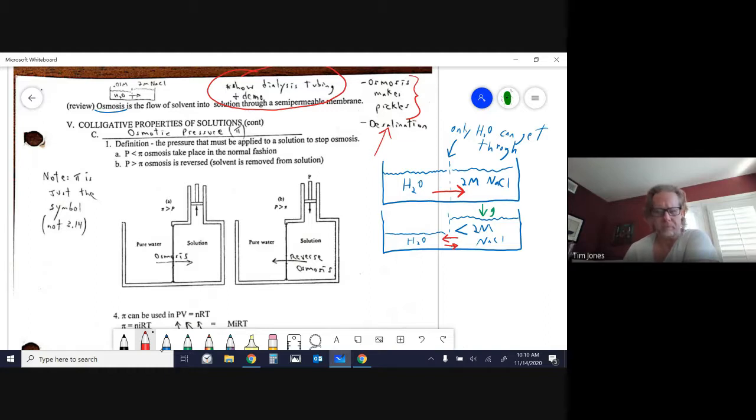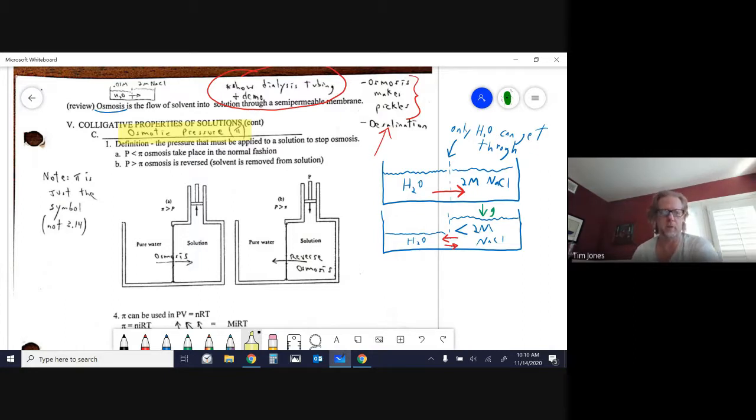Now, this effect of the water trying to move creates a pressure called osmotic pressure right here. And the symbol we're going to use is the pi symbol. It has nothing to do with 3.14. It's just the symbol that was chosen. I don't know why that was chosen.